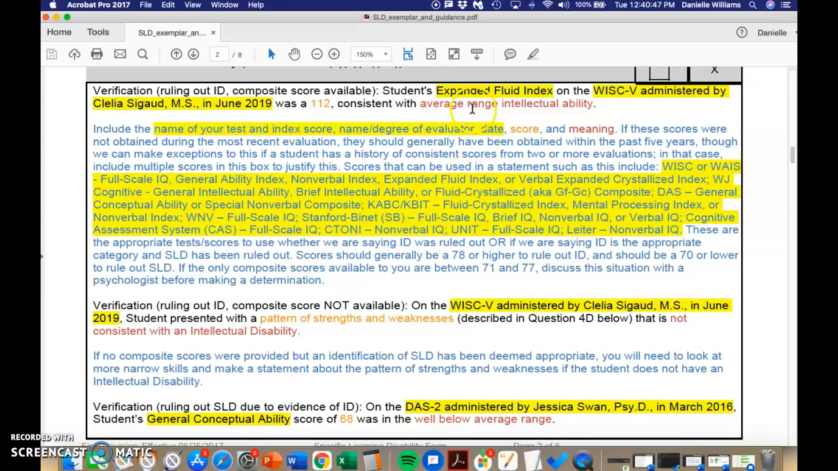So if you have a full scale IQ score or some other big composite score, such as the expanded fluid index score, you're going to indicate that. That's probably your easiest route. And this paragraph here tells you the tests and the composite scores on those tests that you might use. So as a quick example, on the WISC or the WACE, you could use the full scale IQ, general ability index, nonverbal index, expanded fluid index, or verbal crystallized index. Any of those would be fine.